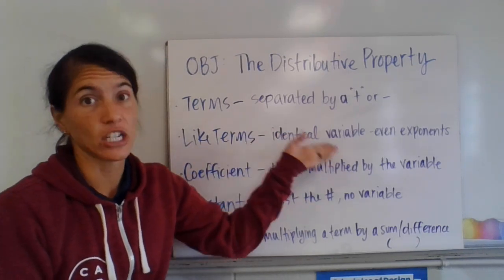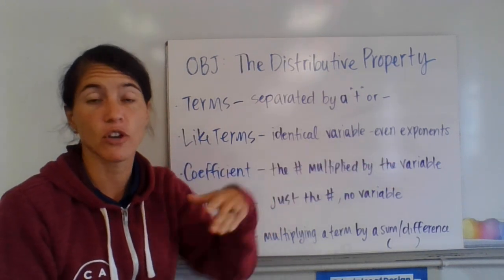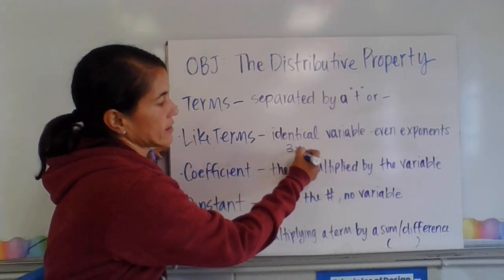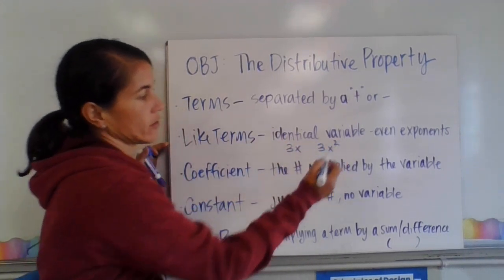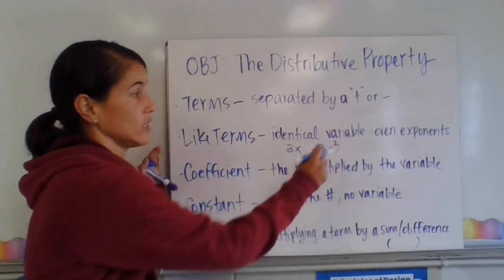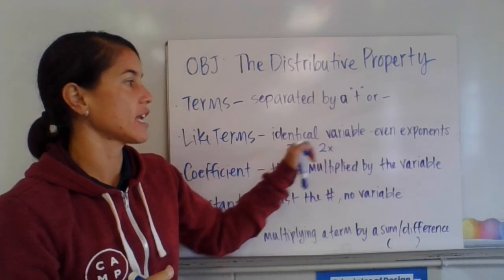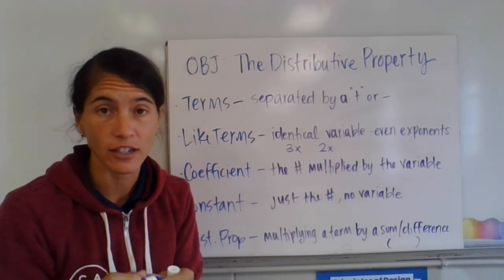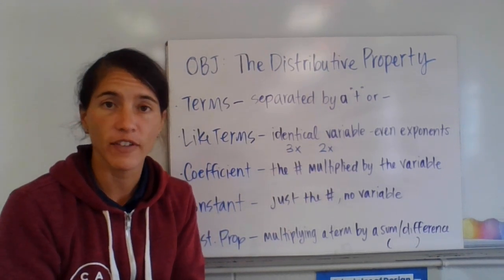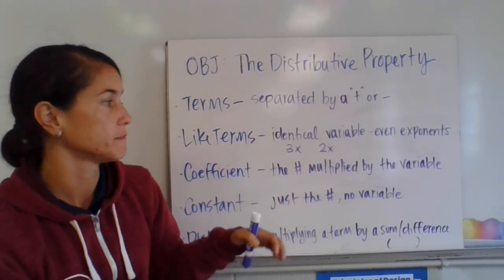Like terms are identical. They have identical variables, and that includes even exponents. So you could have a 3x and then a 3x squared. Those are not like terms because they are not identical. Identical would be 3x and a 2x. Those are like terms because the variable is identical. If you don't have a variable, if all you have are numbers, those are also like terms, and you can add just the numbers together.